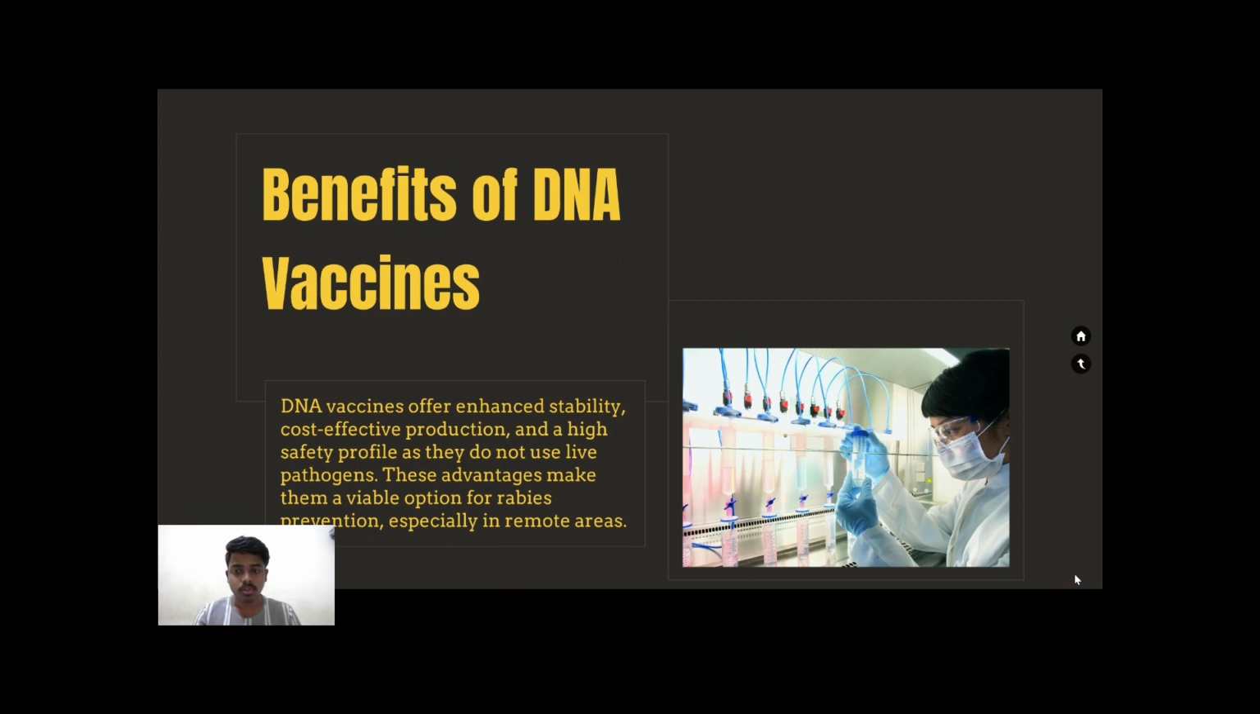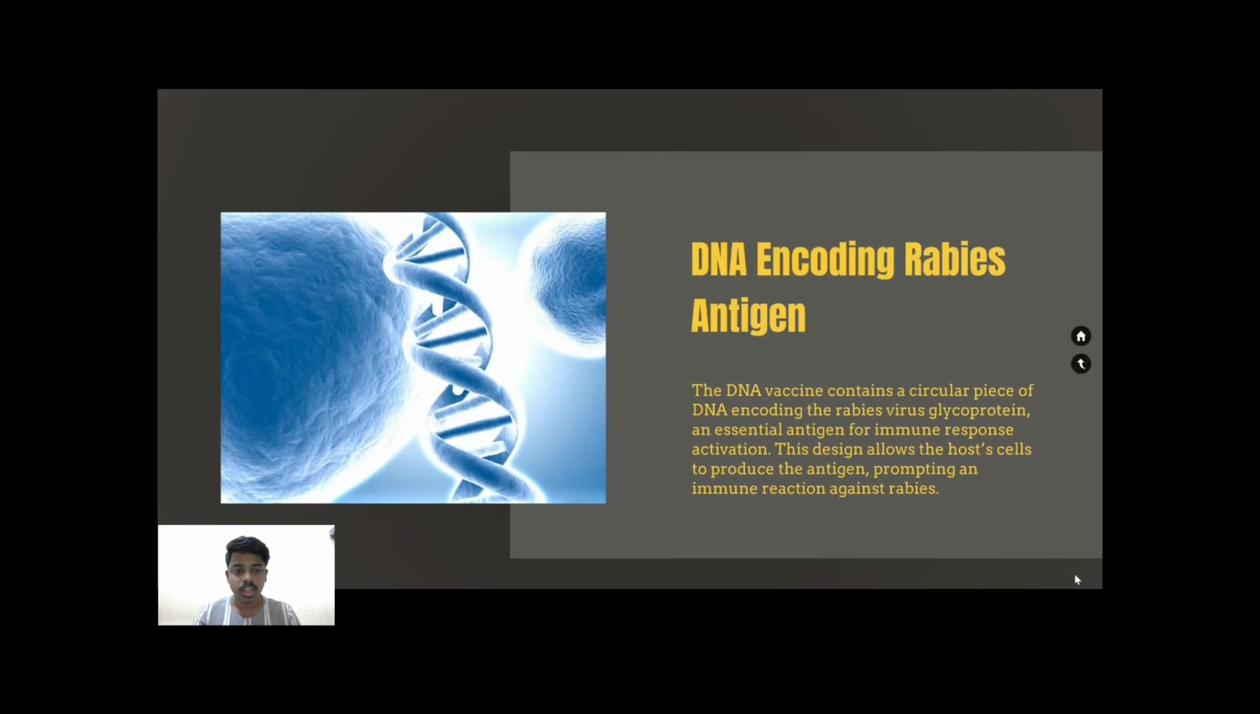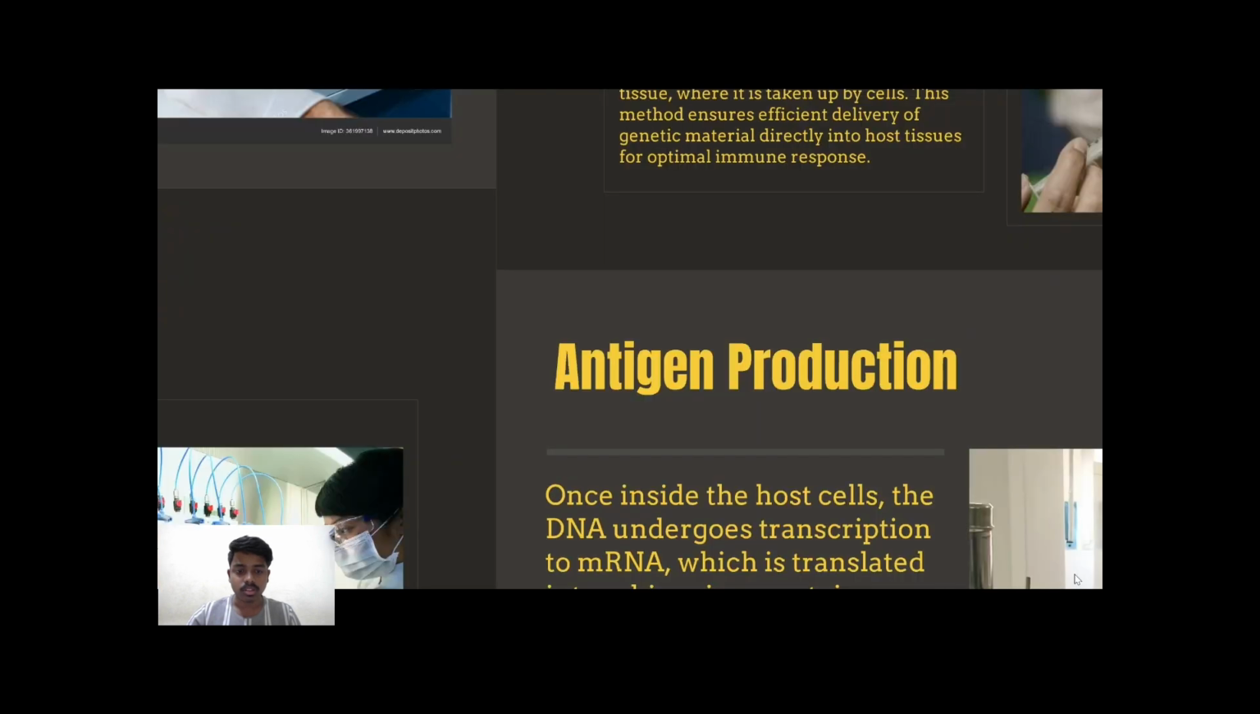Let's see the benefits of DNA vaccines. DNA vaccines offer enhanced stability, they are cost efficient, and they are safe as they do not use live pathogens. DNA encoding rabies: the DNA vaccines contain a circular piece of DNA which encodes the rabies virus glycoprotein, an essential antigen for immune response activation. This design allows the host cells to produce the antigen, promoting an immune reaction against the virus.